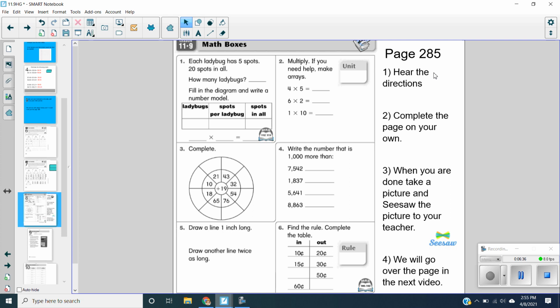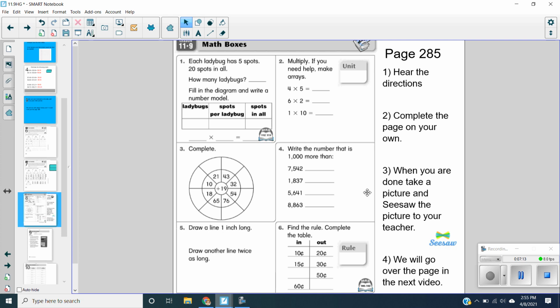So for question number 1, each ladybug has 5 spots, and there's 20 spots in all. How many ladybugs? If you can fill in the diagram and write a number model to go with it. For question 2, you're multiplying and then also giving me the unit. For question 3, you're adding 19 to each of these numbers. So if I look at this one, I'm looking at 43 plus 19. A little trick, I could think 43 plus 20, and then I could subtract 1. But you'll write down your answer for each of those going around.